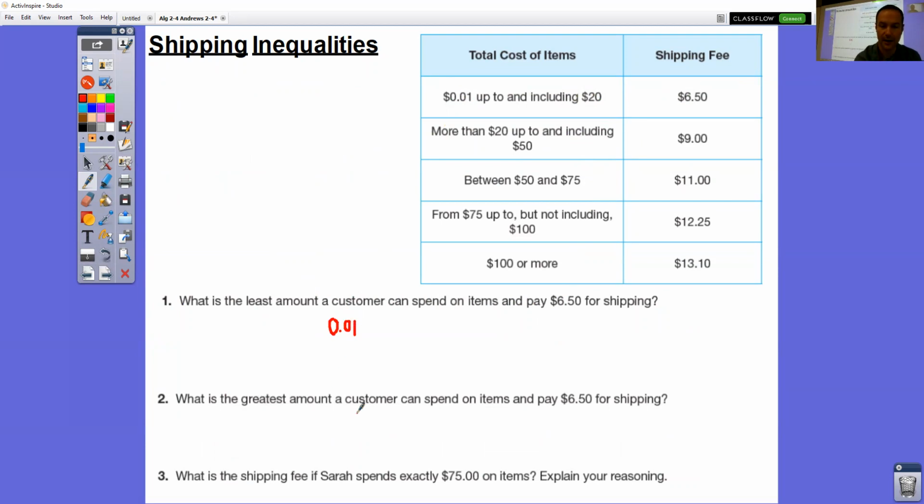What is the greatest amount a customer can spend on items and pay $6.50 on shipping? Well, it says up to and including, the keyword there, $20. So this would be $20. What is the shipping fee if Sarah spends exactly $75 on items? So between 50 and 75 is $11. So that doesn't include 75, but from 75 up to but not including 100, they pay $12.25. So this would be $12.25 because that includes the $75.